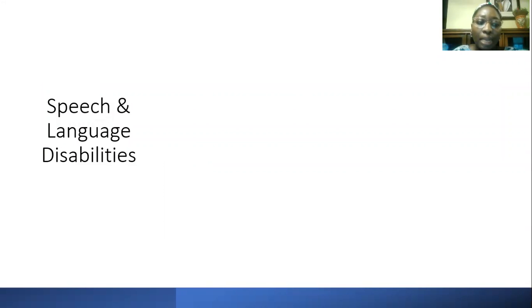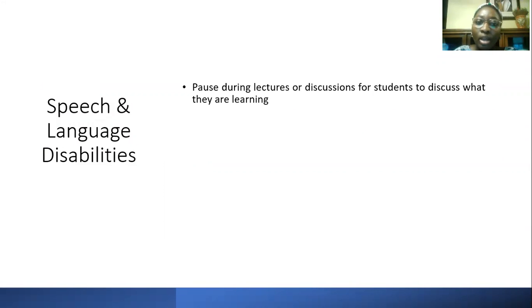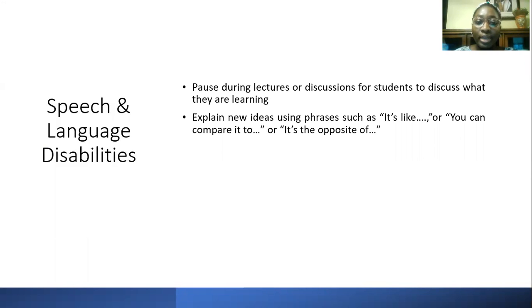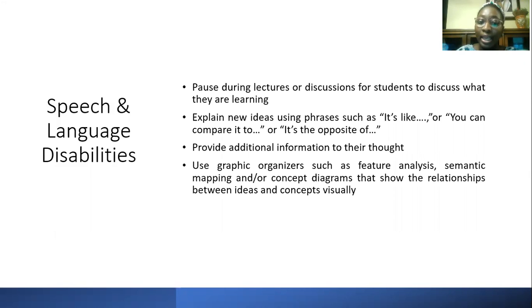And the last one, the speech and language disabilities: you can pause during lectures or discussions so that the student can discuss what they are learning. Also, you can explain new ideas using phrases such as "it's like," or "you can compare it to," or "it's the opposite of." Also provide additional information to their thoughts, and use graphic organizers such as mapping tools or concept diagrams, so that it's easier for them to understand the whole thing. And also pause so the student can review their notes.